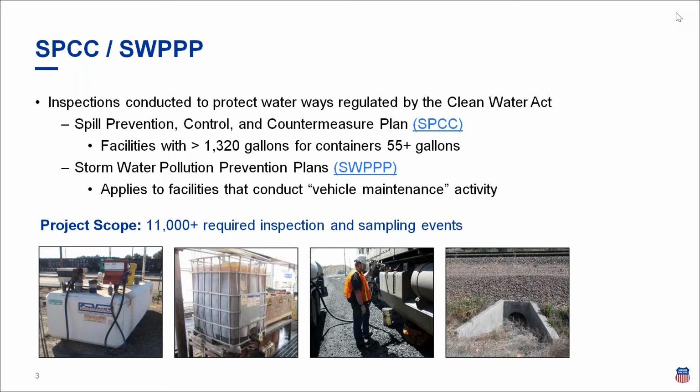As I had previously mentioned, the project scope includes 11,000 annual required inspection and sampling events. And when we were putting this out to bid, the important thing we needed to make sure we included was the synergies between the two. If you're going out to a yard to do an inspection on a tank, why wouldn't you also do your stormwater pollution prevention inspections? And so that's what we did.